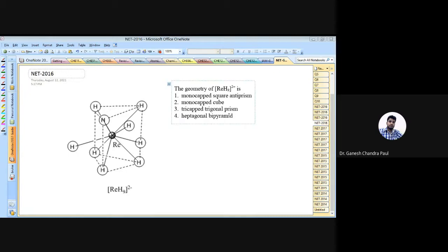Tri-capped trigonal prism geometry. If you consider this bottom part, these three hydrogens make one trigonal prism type of fragment, and another three hydrogens make another, and the remaining three hydrogens are present like this, and the geometry is tri-capped trigonal prism. You just remember all those things.